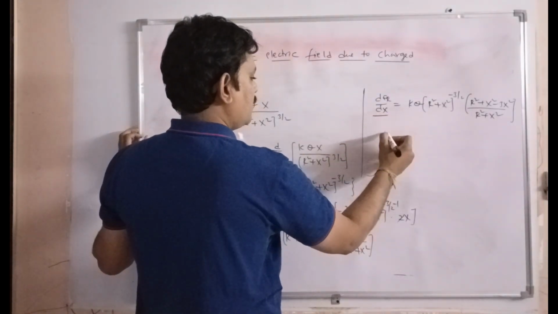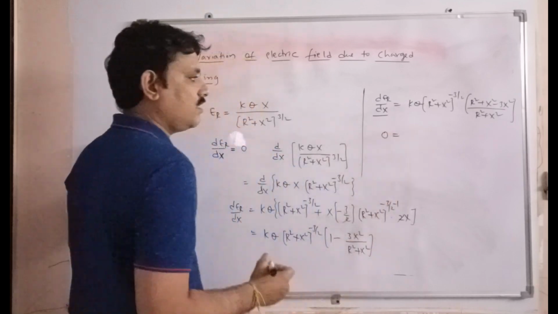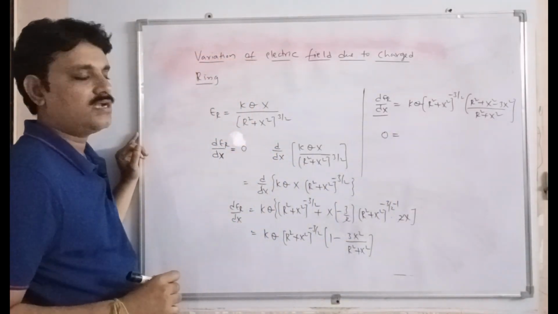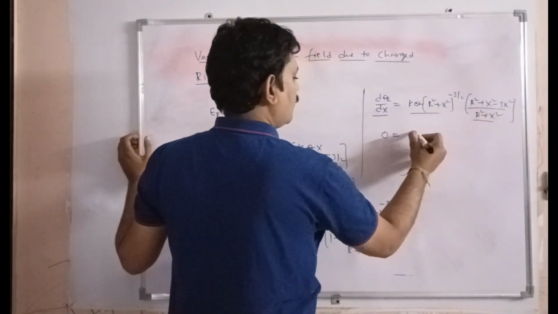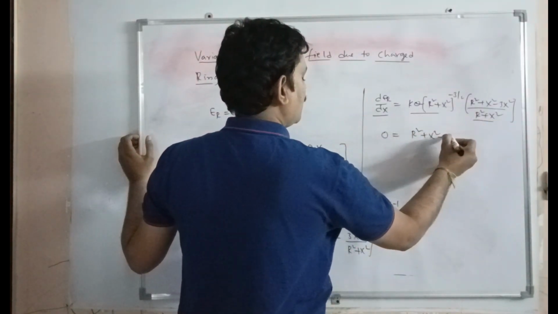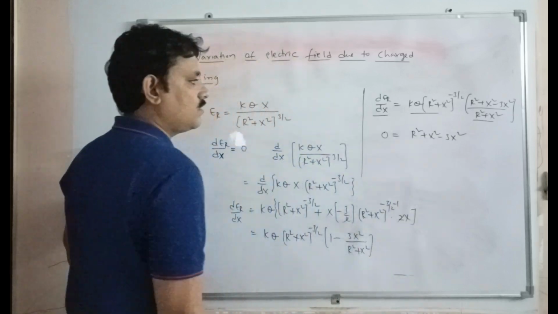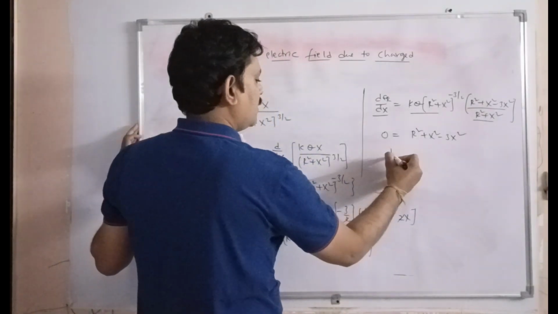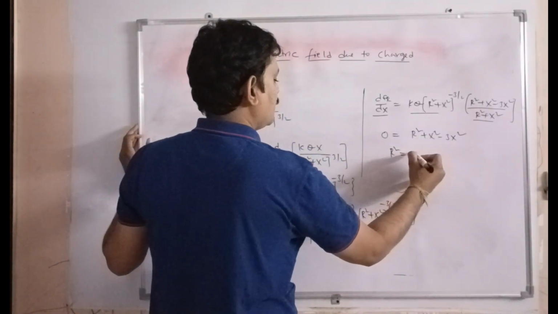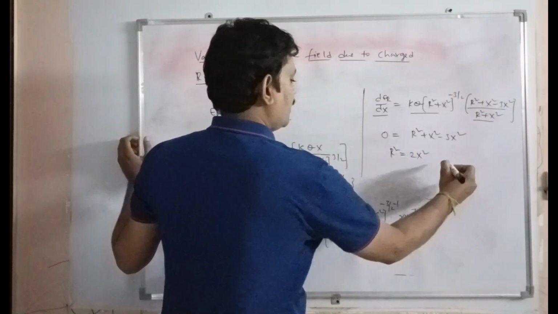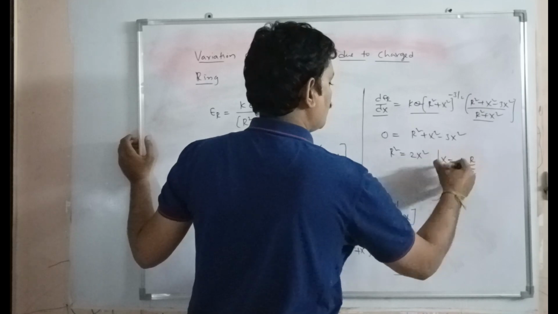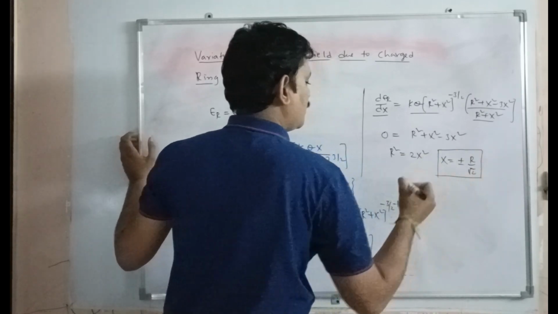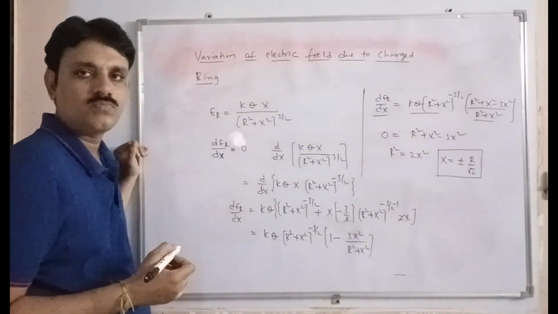To get the maximum value, take dE/dx equal to 0. Then all those factors are 0. Finally, r² + x² - 3x² is equal to 0. Then r² is equal to 2x². Finally, x is equal to plus or minus r by root 2. So this is what we find in this.